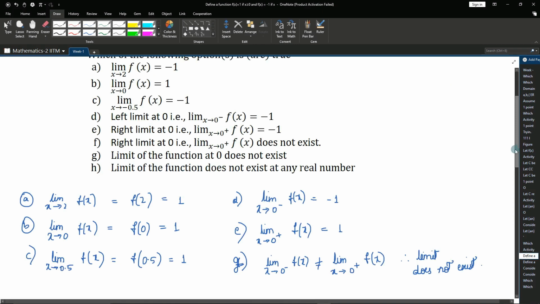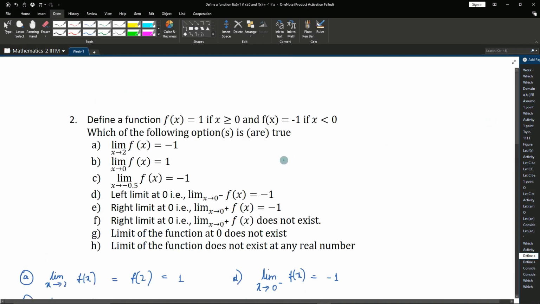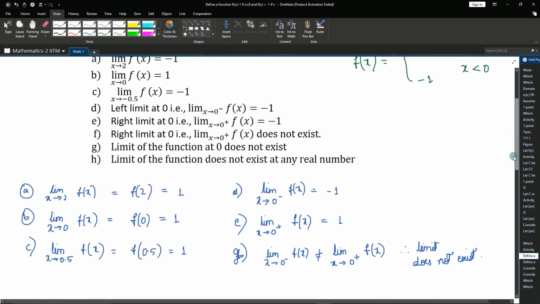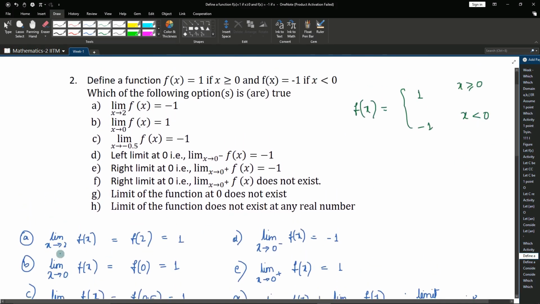Second question, define a function f of x, so we have a function something like this: f of x equal to 1 and minus 1 if x is greater than or equal to 0 and x is less than 0. So something like this, right? Now let us see different options. If x equal to 2, we have x greater than or equal to 0, so the f of x value will be 1. They have given it as minus 1. The first option is ruled out.